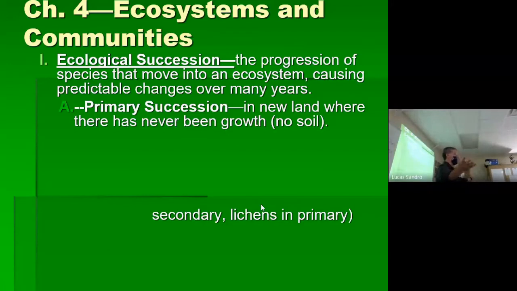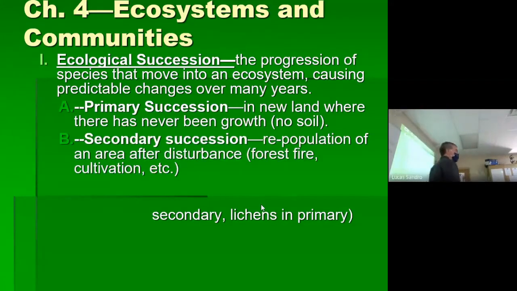And eventually, what do you get in this area as what we call the climax community? What are you going to see after 100 years? A forest, what we call a temperate or hardwood forest. Good, that's called secondary succession. And the difference is there's already soil, so it happens much more quickly.